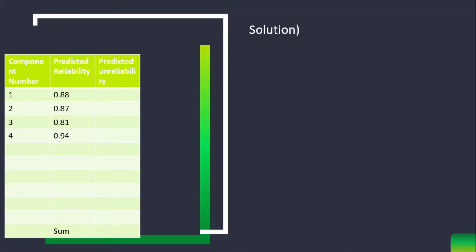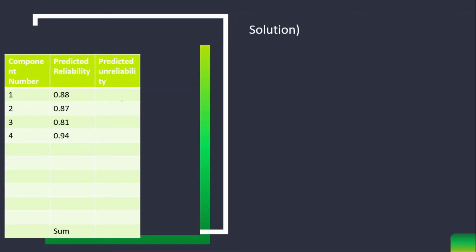So what about the failure? The predicted unreliability or the failure of the component is equal to 1 minus e raised to minus lambda t. So we can write it as almost equal to lambda t. So we are going to write that as the predicted unreliability.